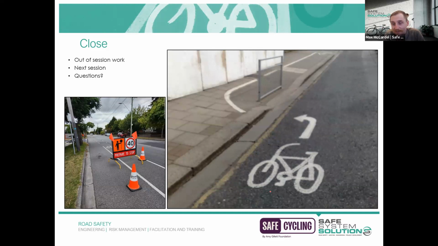I should also preface with that about 3 or 4 months ago, there was another PhD completed in North America that actually suggested sharrows don't do anything, and they don't change the level of safety for cyclists or change any behavior for motorists.